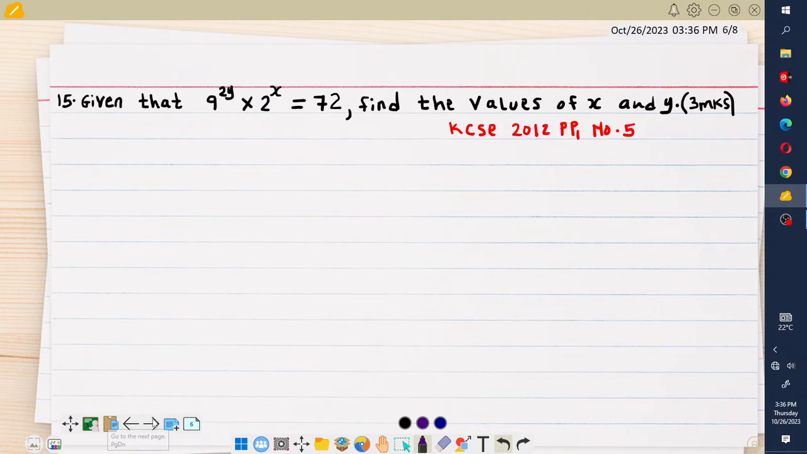Then our example number 15 is also a past case question done in 2012 paper 1, question number 5. It reads, given that 9 to the power of 2y times 2 to the power of x is equal to 72, find the values of x and y.